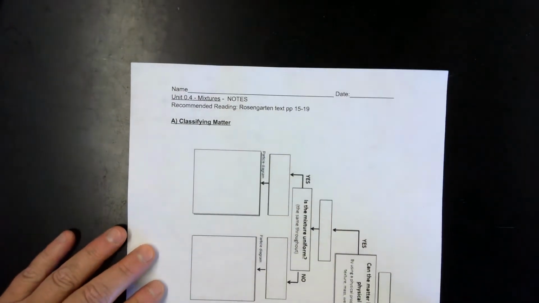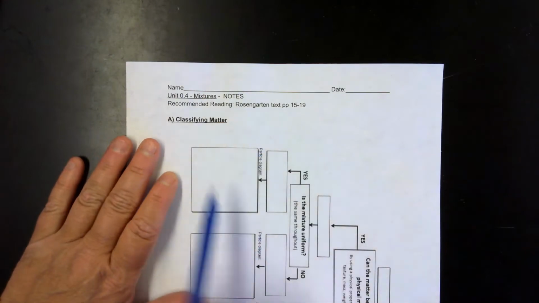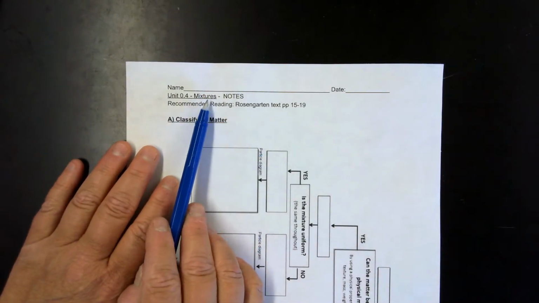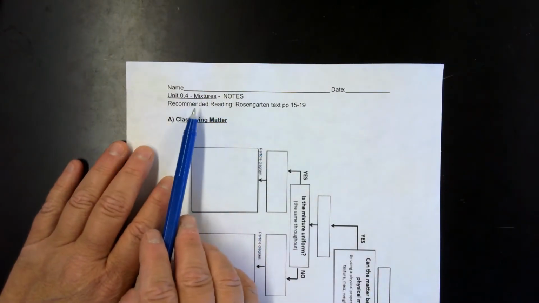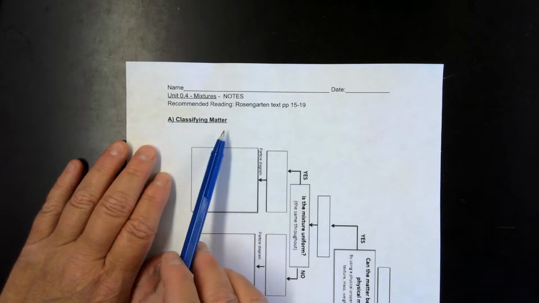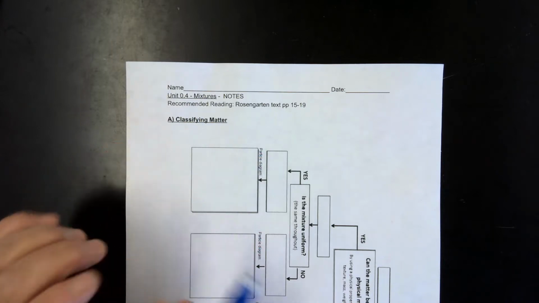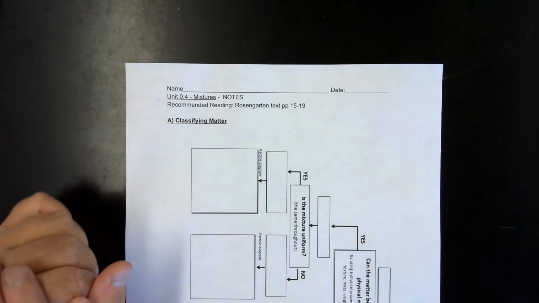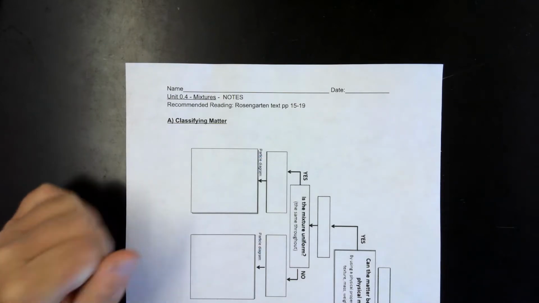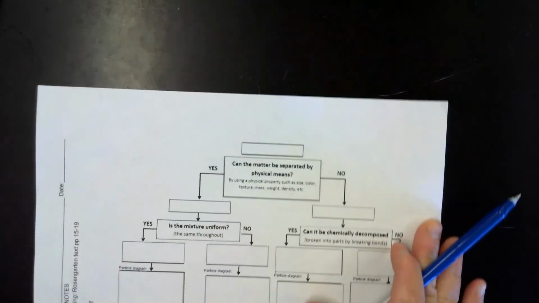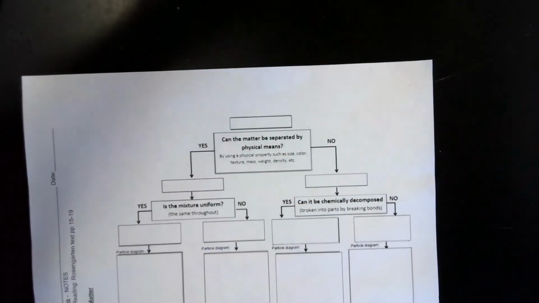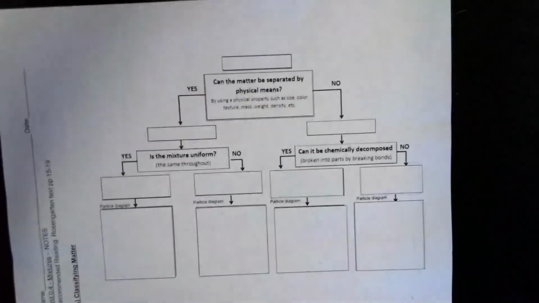In this lesson, we are going to learn more about mixtures, types of mixtures, and how to classify matter, and then to represent all that matter in particle diagrams. So we're going to start with this flow chart. And in this flow chart, it starts at the top.